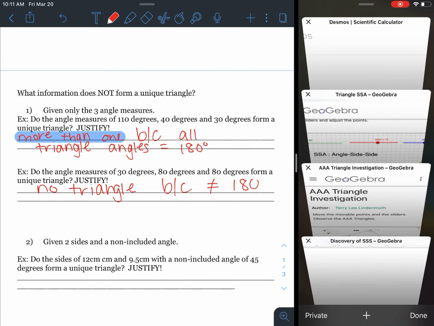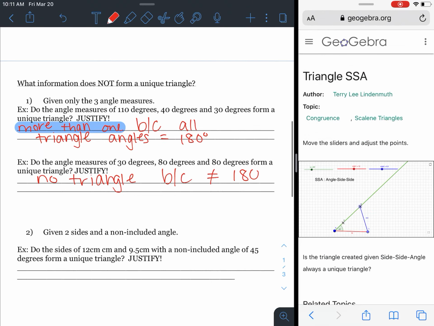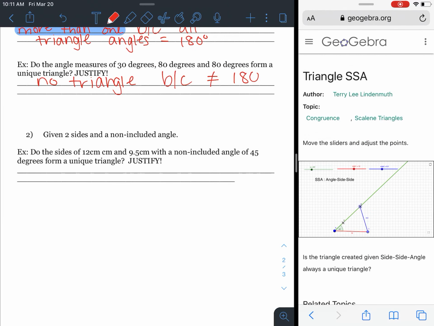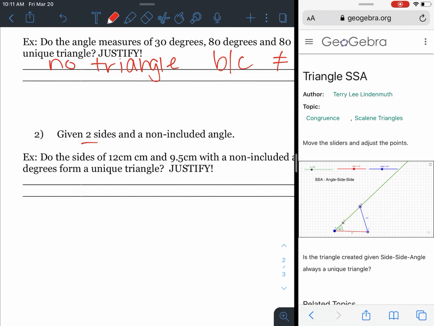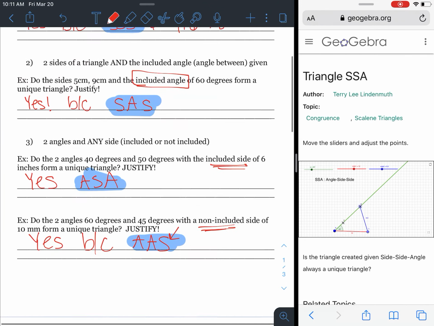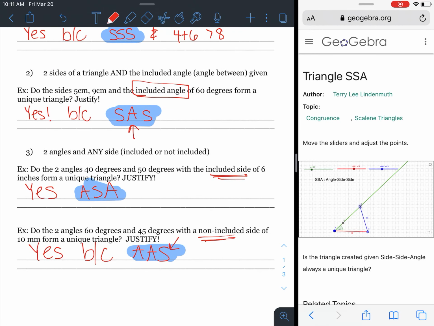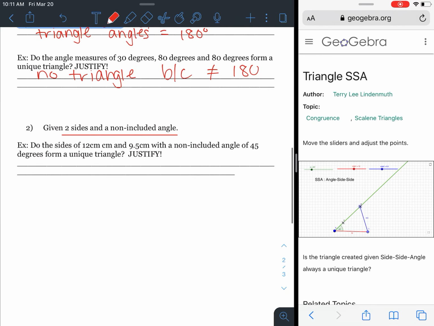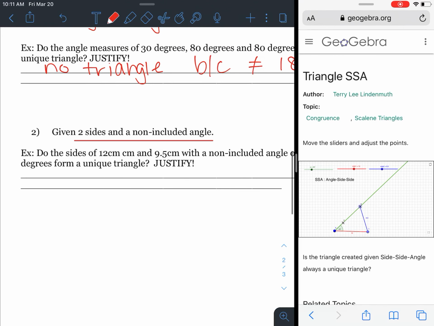All right, last one. Given 2 sides and a non-included angle. So up here, we had 2 sides with an included angle. So we call that SAS. If this one's non-included, it spells out a bad word. So that one forms more than 1.